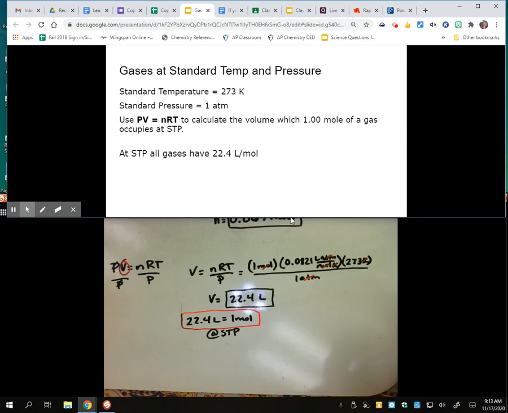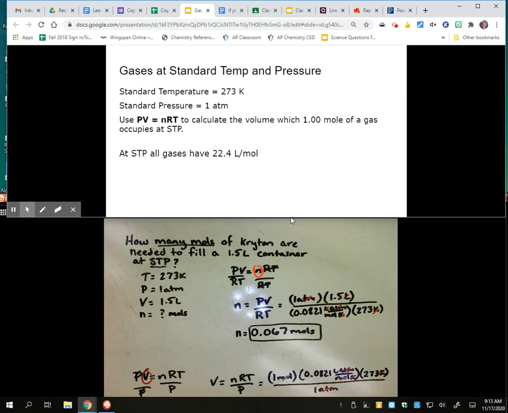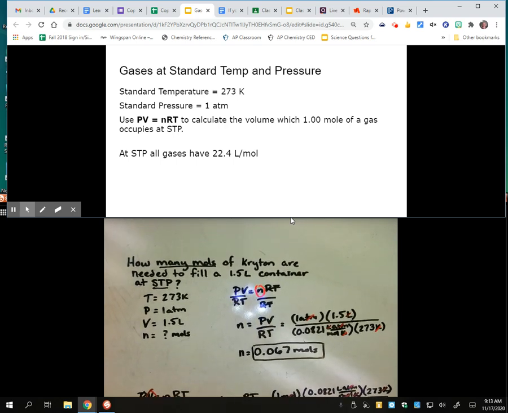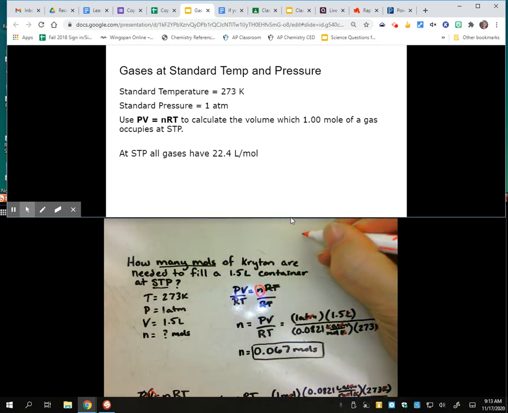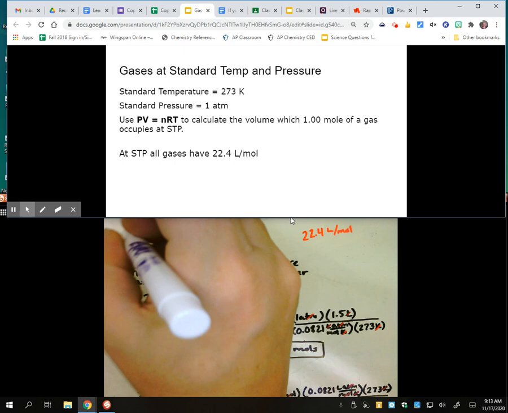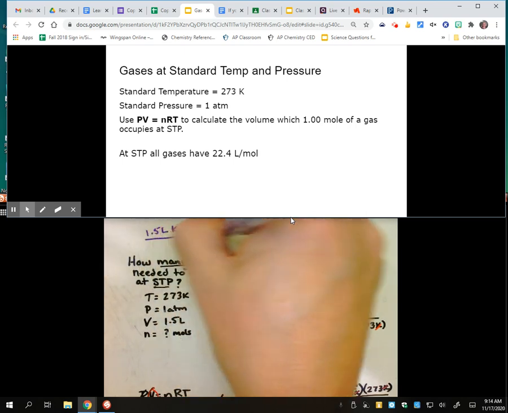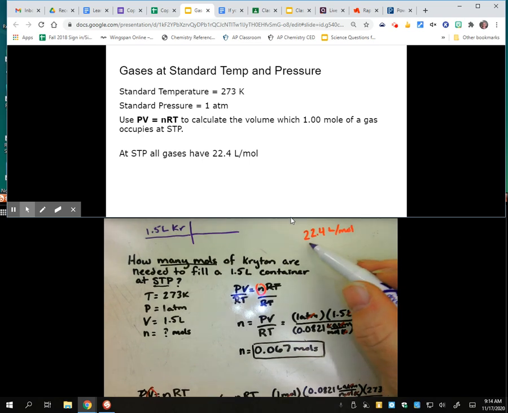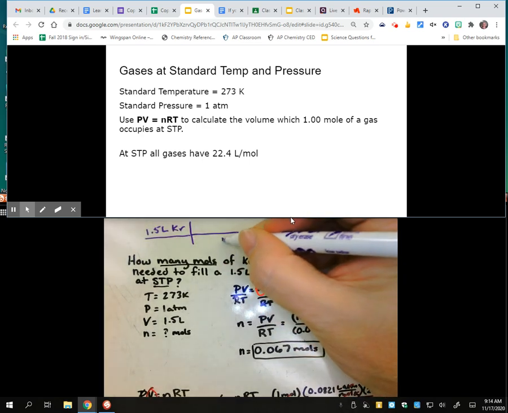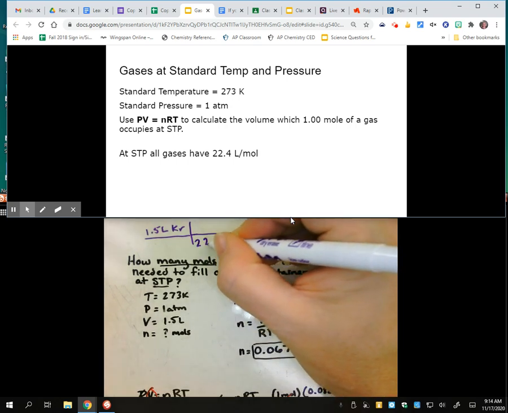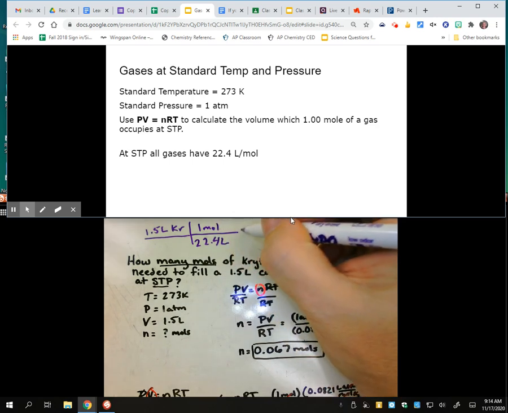So I'm going to go back to this problem that I have right here, where I used the ideal gas law to find the moles of krypton. I'm going to do this in another way since I know it's at STP and I know that the conversion factor that we just found is 22.4 liters per mole. So what I can do here is, let me change pens, I have 1.5 liters of krypton. And if I want to go to moles at STP, I can use this conversion factor. Liters are on top, so liters have to go on the bottom. 22.4 liters in 1 mole of any gas.